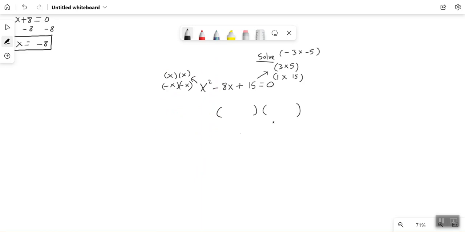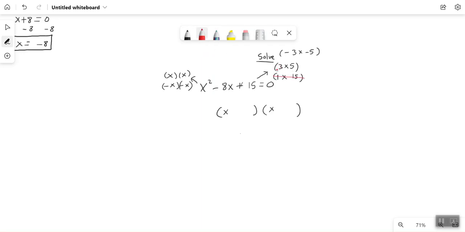So on the left hand side, we put the terms that when multiplied by each other give us x squared. So we're just going to put in x and x. And then on this side, we want to put in the factors that when multiplied by each other will give us plus 15. But when we add or subtract them, they'll give us minus 8. So if we take, let's say, 1 and 15, if I add or subtract these together, it won't give me minus 8, so therefore I can rule these ones out.